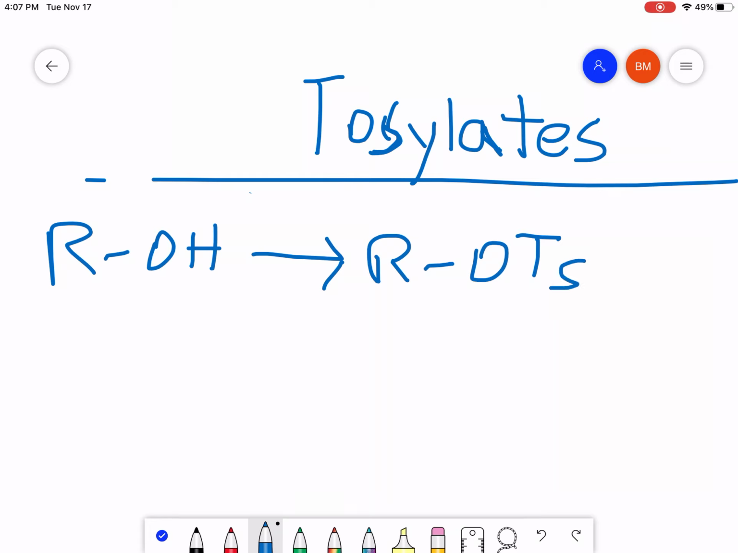And this is an abbreviation. ROTs, or ROTs for short. I never really realized that before, but that's kind of funny. The Ts stands for tosyl, all right? Here's the reason we abbreviate this. If we wanted to expand this out, this is really what it looks like.